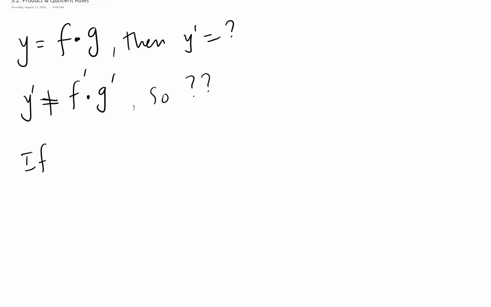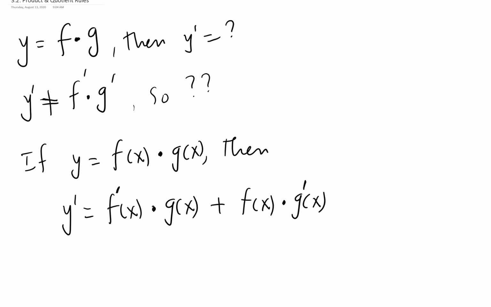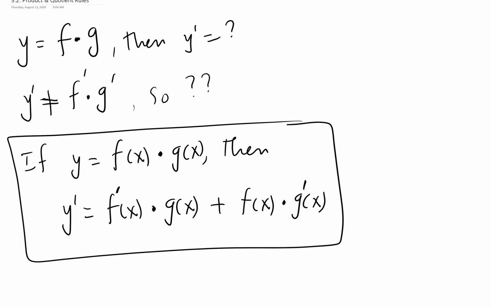Yes, the rule says if y equals f of x times another function g of x, then y prime equals, watch how I'm going to write this. You copy it twice with a plus sign in the middle, not minus sign, plus sign. You put a derivative on the first one and a derivative on the last one. This is called the product rule.